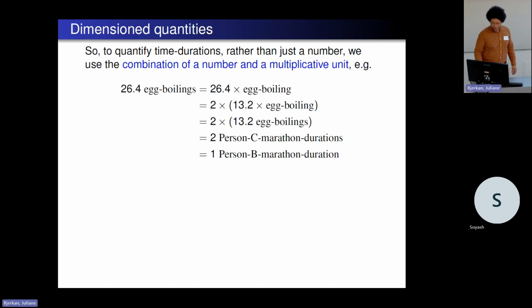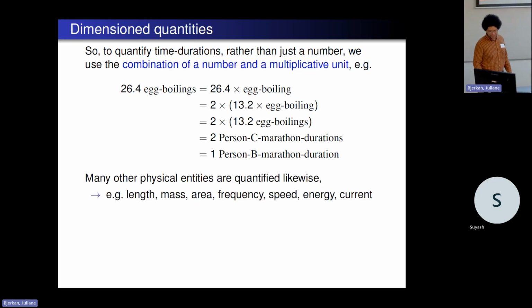So, for example, a possible unit of time would be egg boilings, how long it takes to boil an egg. So 26.4 egg boilings means the same as 26.4 times an egg boiling, which is the same as 2 times 13.2 egg boilings. And there are various other ways that we could express this same quantity. It's a number multiplied by a multiplicative unit.